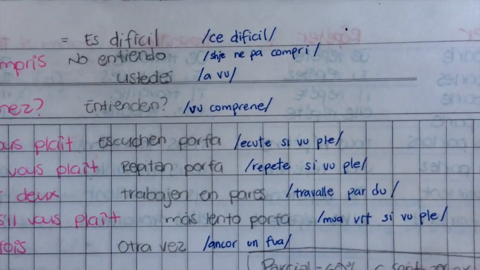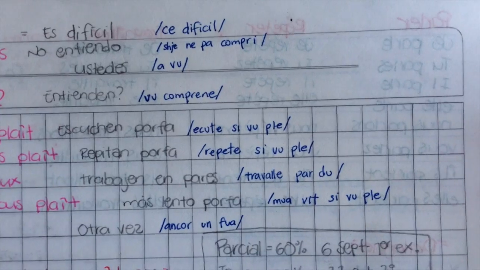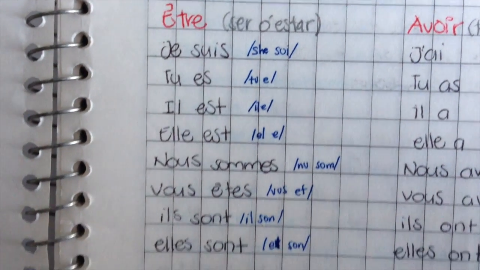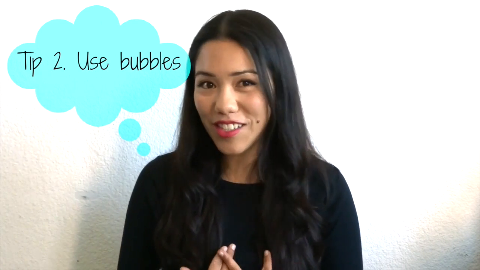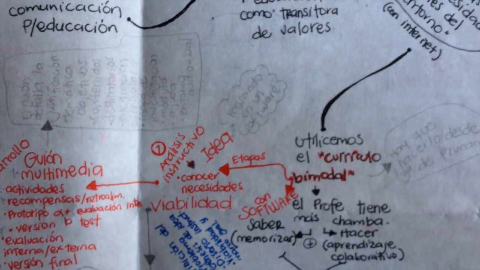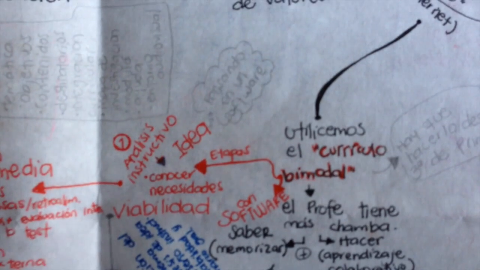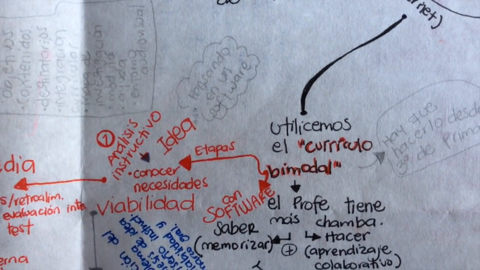And number 3, write the pronunciation of the words. It doesn't matter if you don't know the International Phonetic Alphabet. You write the sounds as you hear them, and that will help you study. Tip number 2. Use bubbles to explain it to yourself. As you know, sometimes we have some special and personal techniques to remember things. So when you write the bubbles, you can write what you were thinking in that moment that helped you understand.